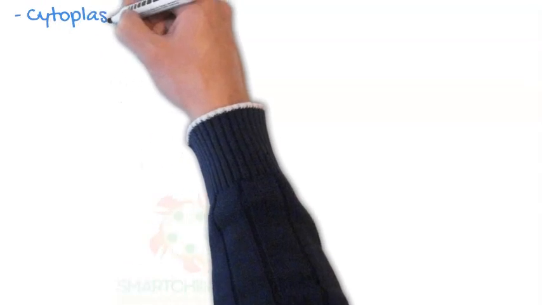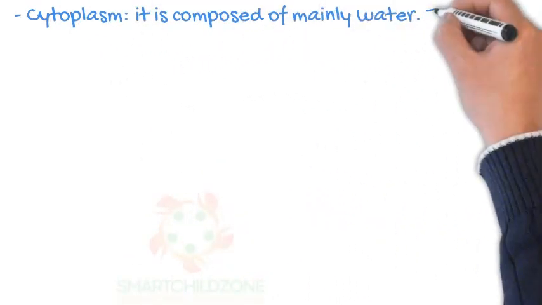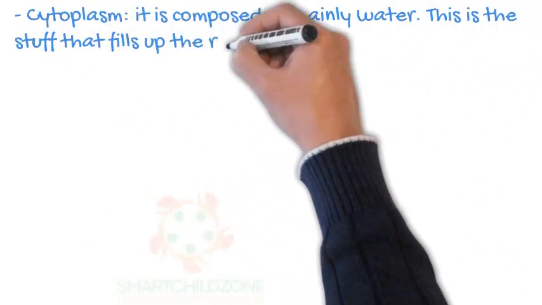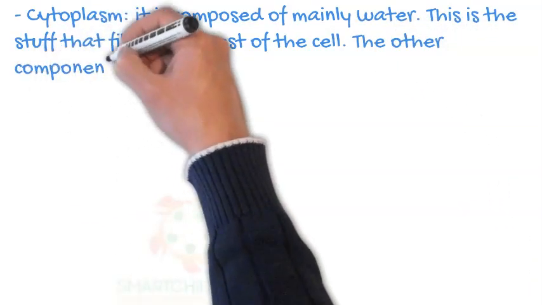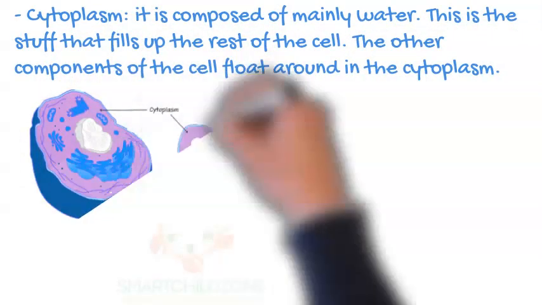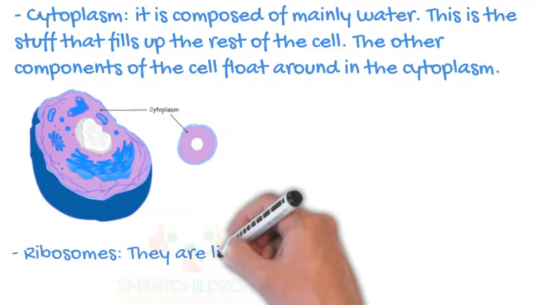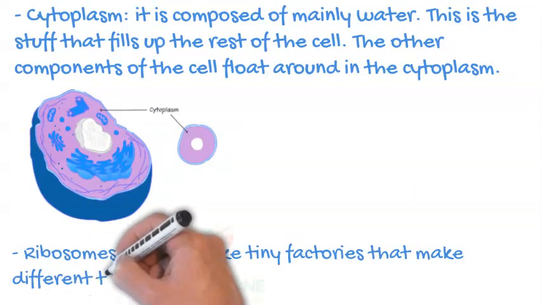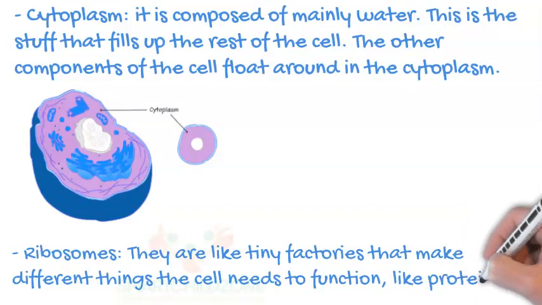Cytoplasm. It is composed of mainly water. This is the stuff that fills up the rest of the cell. The other components of the cell float around in the cytoplasm. Ribosomes. They are like tiny factories that make different things the cell needs to function, like proteins.